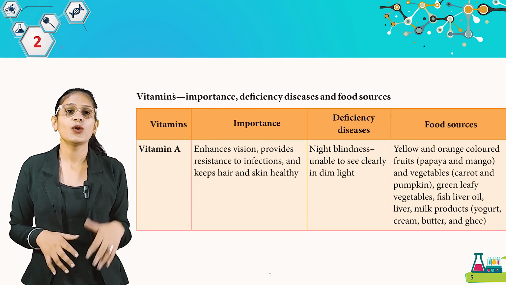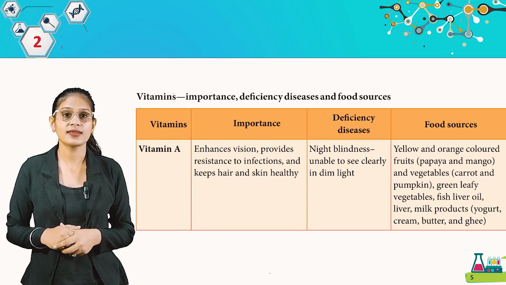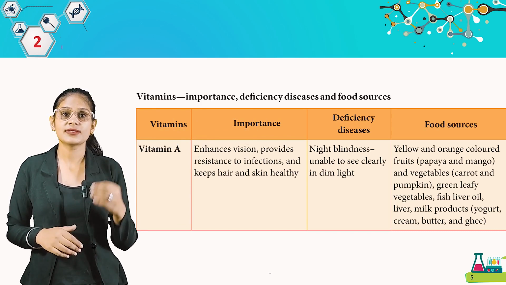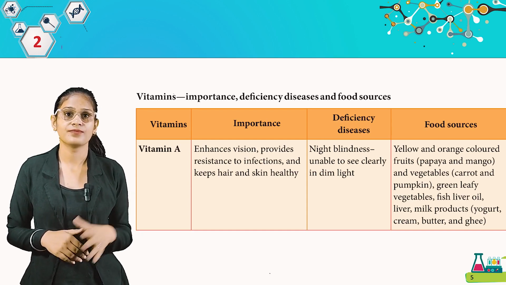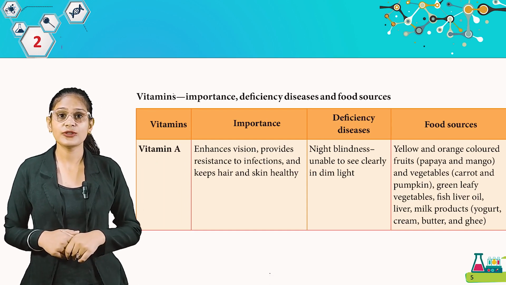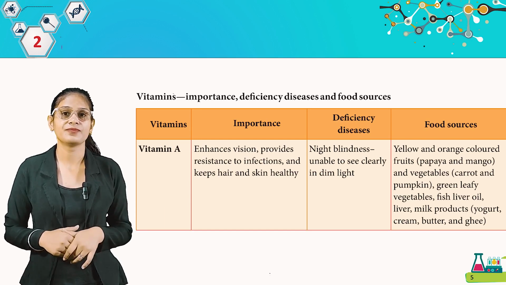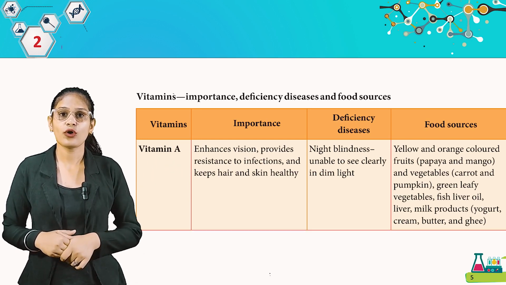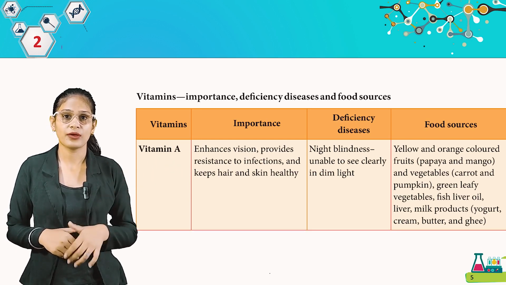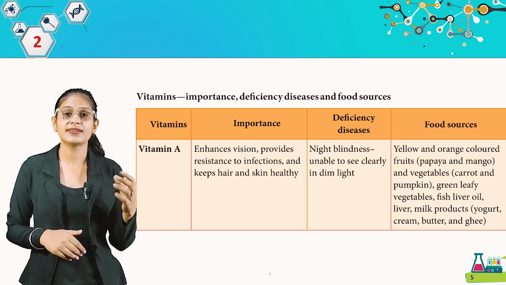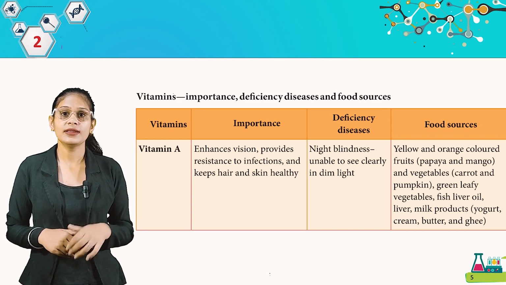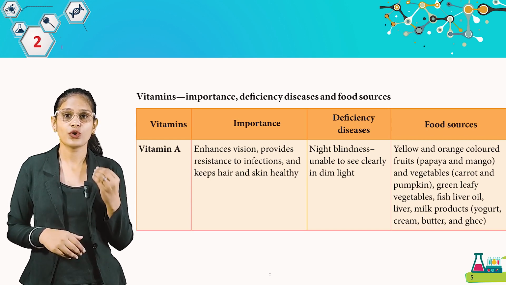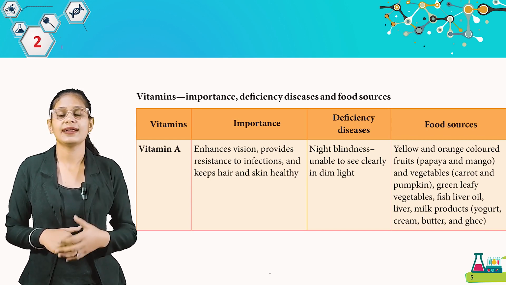The first is vitamin A. Enhances vision, provides resistance to infections and keeps hair and skin healthy. Deficiency: night blindness, unable to see clearly in dim light. Sources: yellow and orange colored fruits, papaya and mango, and vegetables, carrot and pumpkin. Green leafy vegetables, fish liver oil, liver, milk products, yogurt, cream, butter and ghee.